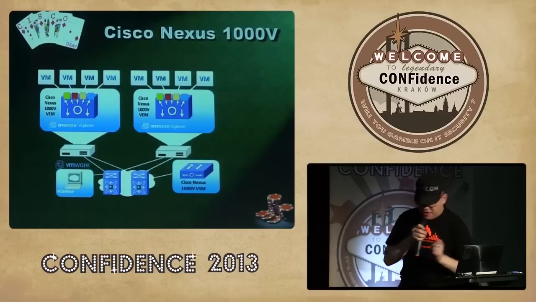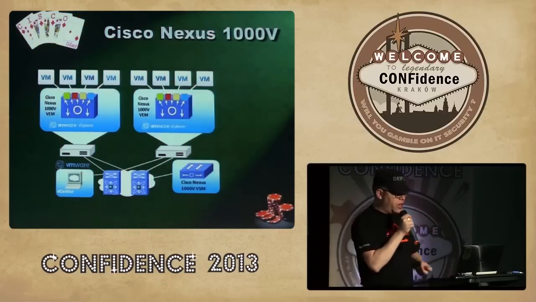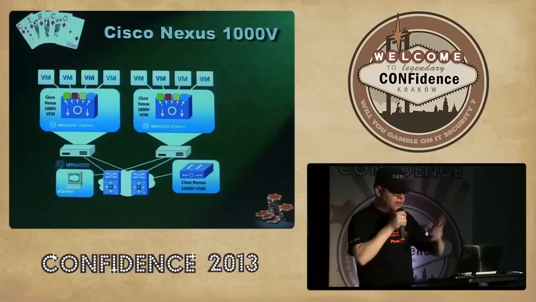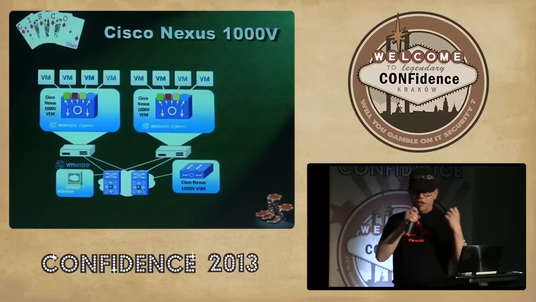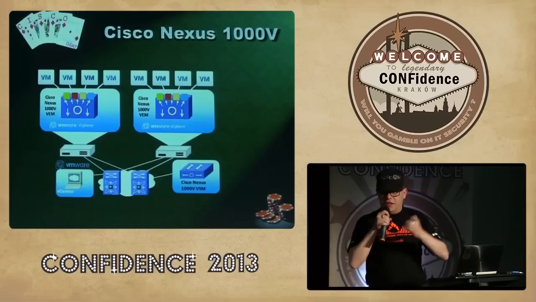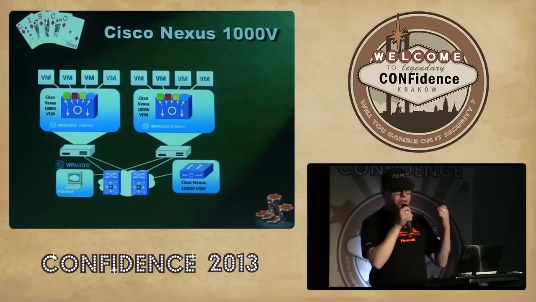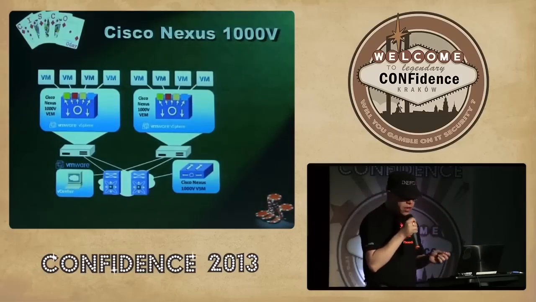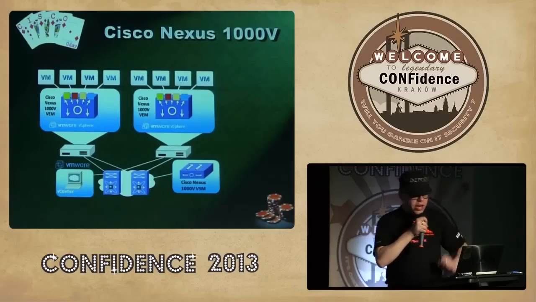So in comes Cisco. Now the vSwitch that is shipped by VMware is kind of inflexible. It doesn't have many features, like vulnerabilities. So Cisco actually provides its own product. The product being the Cisco Nexus 1000V, or N1K as it is usually abbreviated.